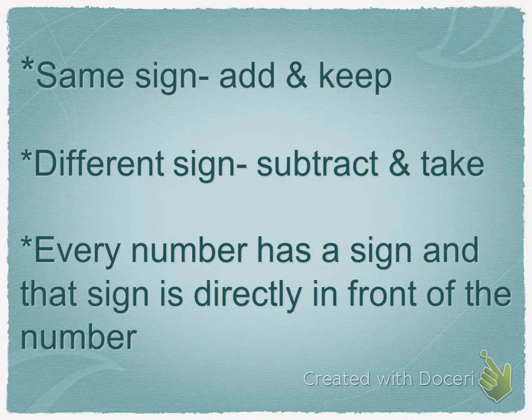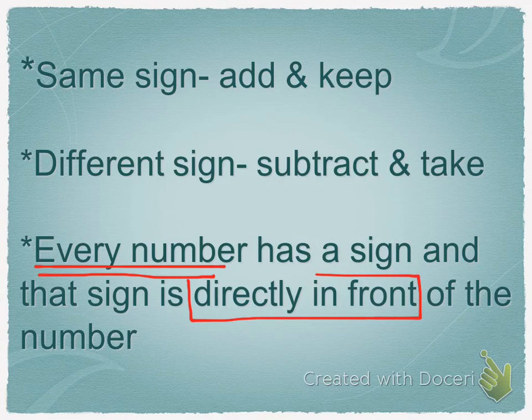So the first statement we have is same signs, add and keep. Then different signs, subtract and take. Last thing, every number has a sign. Every single number has a sign. And that sign is directly in front of that number, okay?